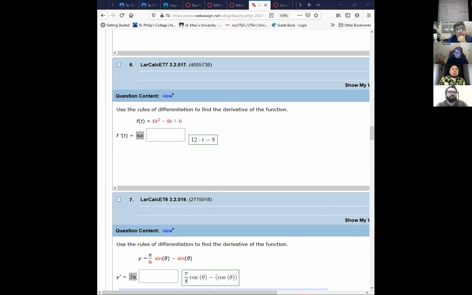Right there on your answer, sorry to interrupt. No, what's up, man? 12 dot, which is times. See? Over here when I wrote 6x, that's technically 6 times x, but we don't really write it. But the computer will count it wrong if I don't put that times.